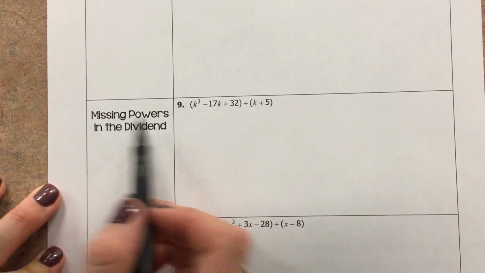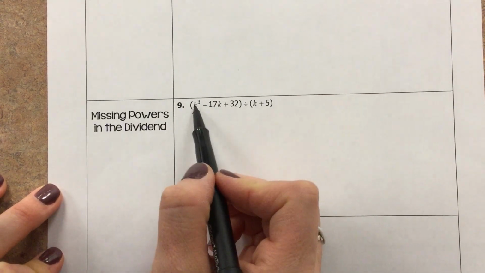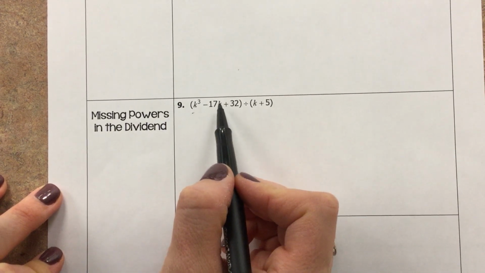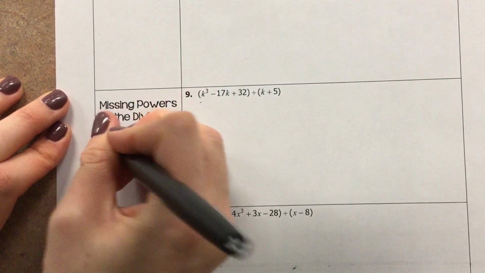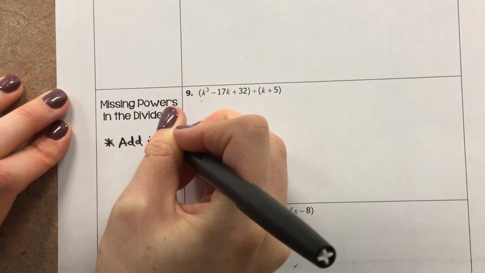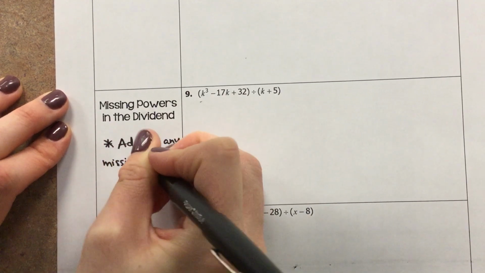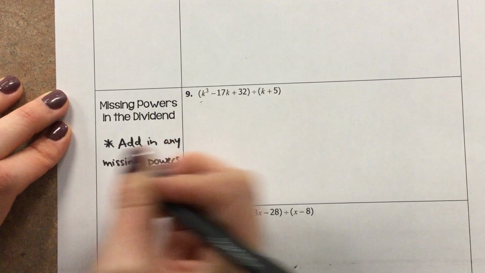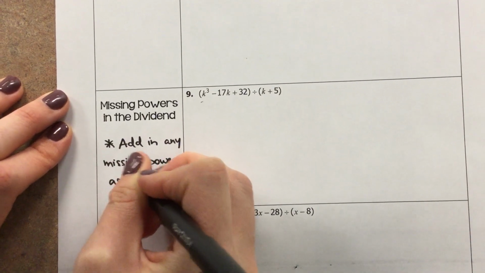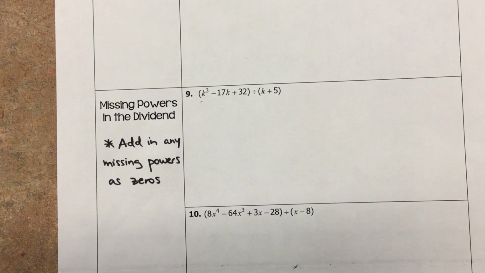We're gonna look at number 9. This is a special category here when you're missing powers in the dividend. So this is our dividend right here. Notice it jumps from a k cubed to just a k. There's no k squared. So a little note we need to make ourselves is you are going to add in any missing powers as zeros. Okay, so we're gonna put a 0 k squared in its spot.